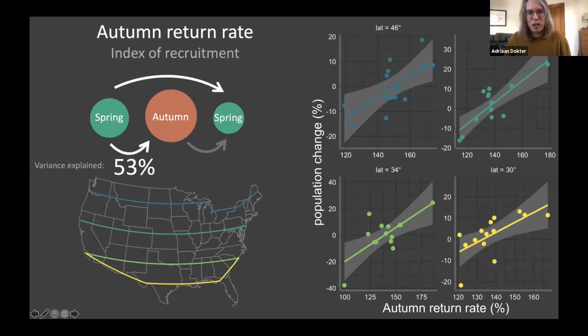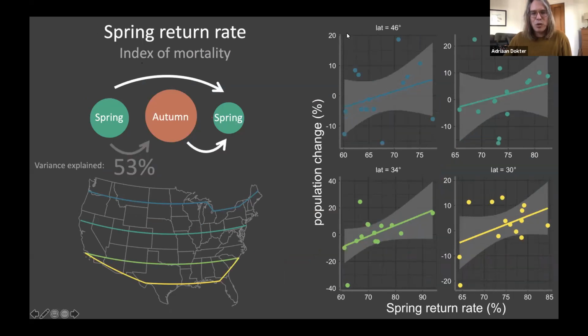70% of the variance explained is in that first step, in the change from spring to autumn. We can do that also for the fall. So here we're expressing how many birds are returning in the spring. You see it's about 65, 70% of the birds are returning. The rest are lost from the population due to mortality.